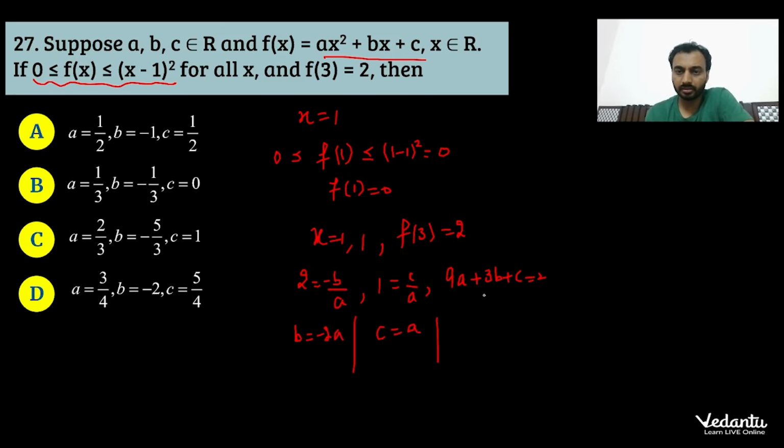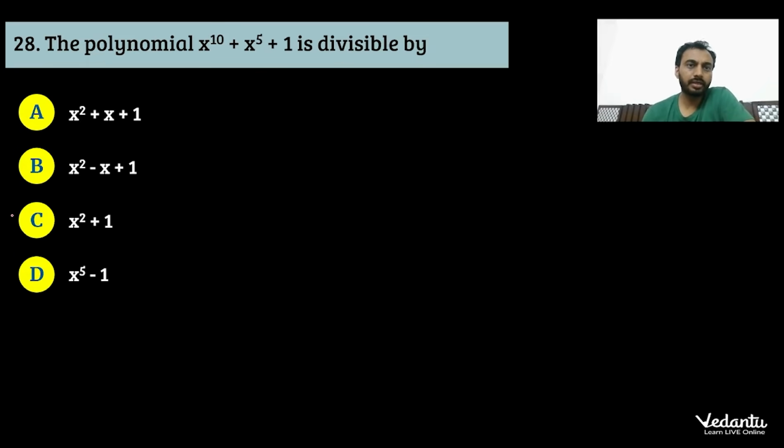Now put in the third one: 9a plus 3b, where b is minus 2a, so it is minus 6a, plus a, equal to 2. So from here you can find a, that is 1 by 2. So a is 1 by 2, b is minus 1 and c is 1 by 2. So the answer is A. Now let's move to question number 28.